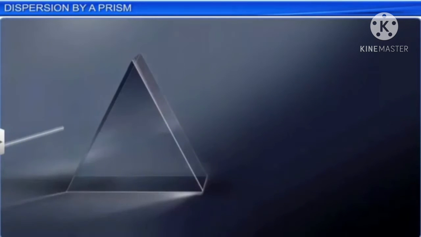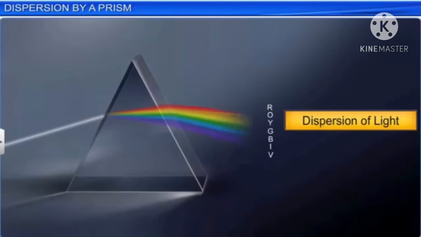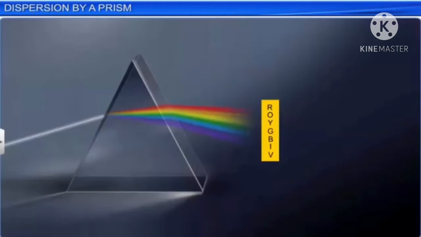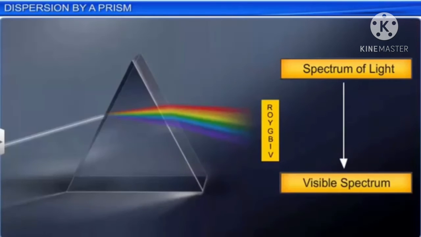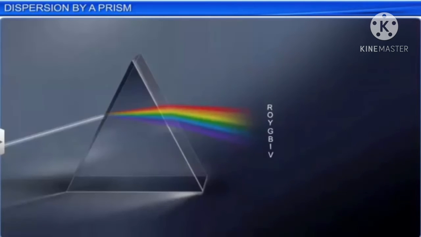The phenomenon of splitting of white light into its component colors is known as dispersion of light. The band of color components of light formed by splitting of white light is called the spectrum of light. This spectrum of colors is also known as the visible spectrum, which is a small part of the electromagnetic spectrum. Now, let us further understand the phenomenon of dispersion. We know that the color of light is related to its wavelength.